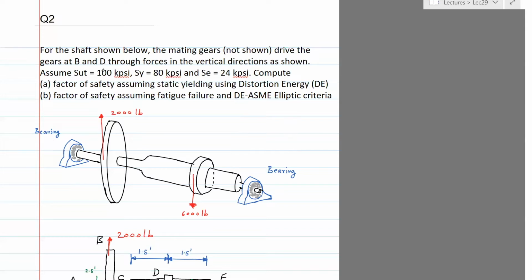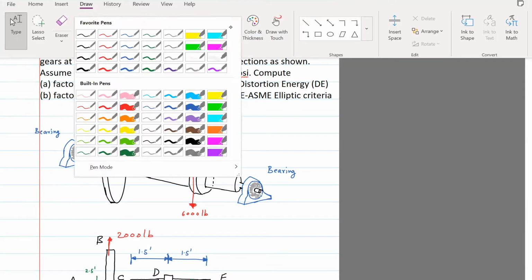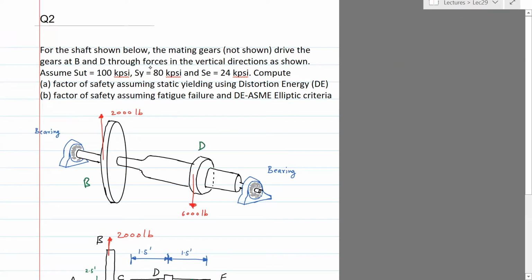Okay, for the shaft shown below, the mating gears not shown drive the gears B and D. So these are the gears B and D. There's a gear which runs them that's not shown, through force in the vertical direction. So those forces are 2000 and 6000 as shown. Assume SUT, SY, SE, those three numbers. Compute the factor of safety assuming static yielding using distortion energy, and factor of safety assuming fatigue failure and DE-ASME elliptic curve.